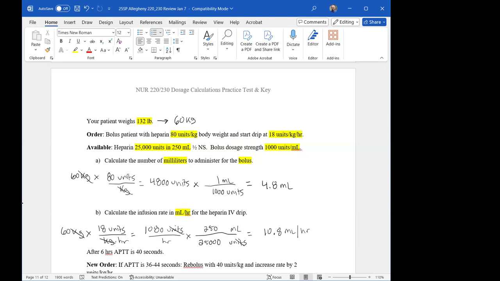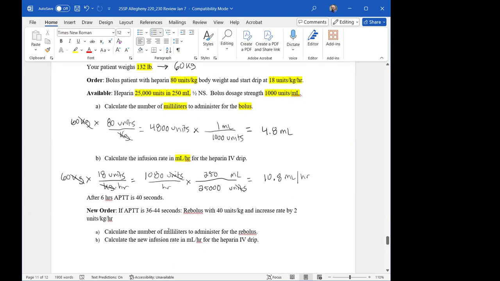Someone, I can't remember if it was a Boyce student or an Allegheny student, had asked, are there alternatives? Like, would you bolus the patient with a different number? Would you have different availables? And the answer is, yeah, you could. So you always want to pay attention to what they have written there as what is your available and what is your order. Meaning, if we go down here, this is like part two of the question where it tells you to do something.